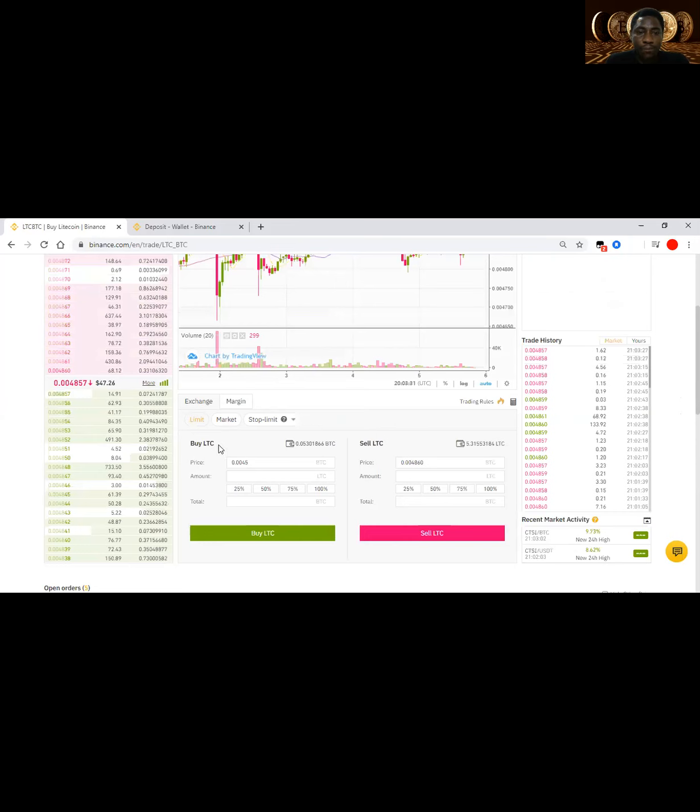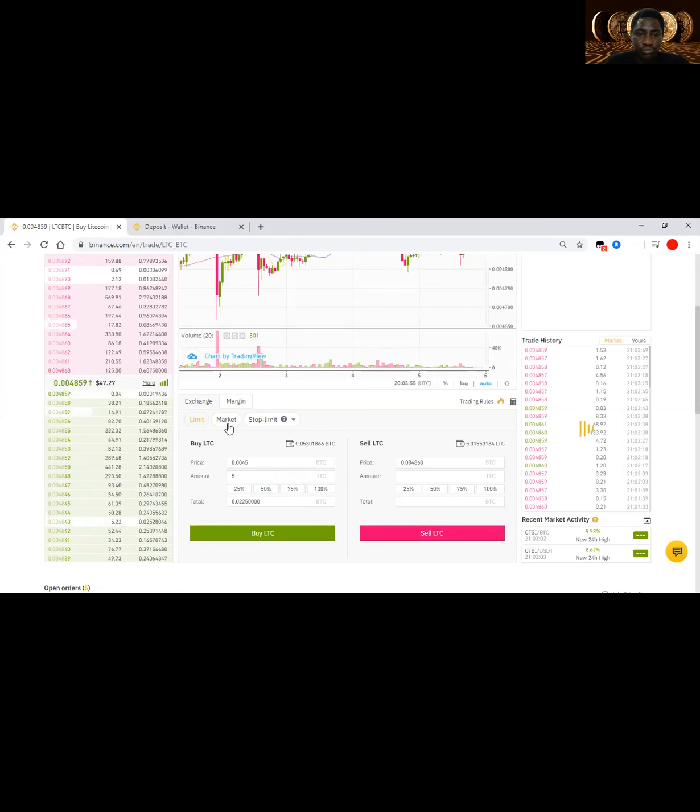Now, you can do 100%, which means everything will be used. If we type 50%, it means half of that amount will be used to buy Litecoin. But you could just type the number of Litecoin you want to buy. Maybe you want to buy 5 Litecoin, just type 5 Litecoin, that's all. And you click on buy. When you get to that price, it will buy 5 Litecoin for you.